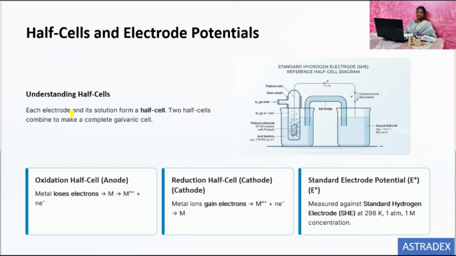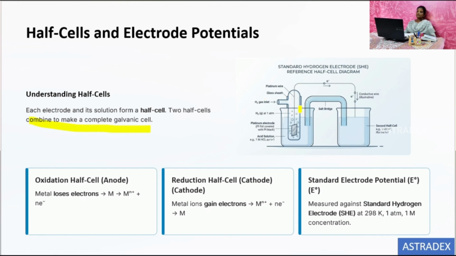So understanding half cell. Each electrode and its solution form a half cell. If I take an electrode and a beaker containing electrolyte, if it is kept separately, it is not said to be a half cell. When that electrode is dipped in the electrolyte, then that is considered a half cell. Likewise, if I take another half cell and connect it by means of a salt bridge and external wire, it is said to be a complete cell. So two half cells combine to make a complete galvanic cell.